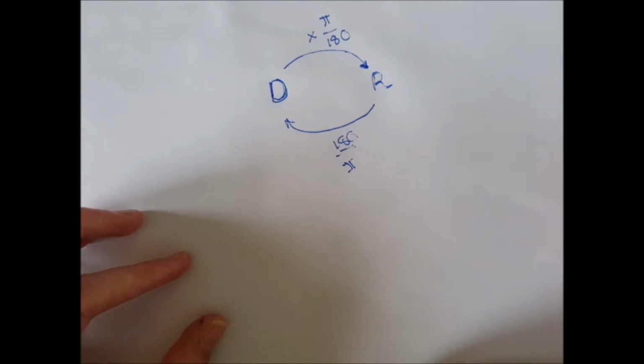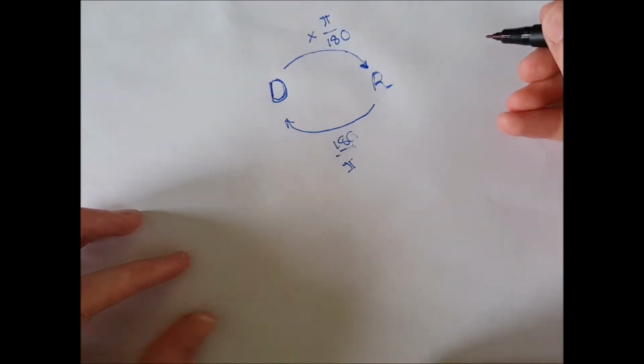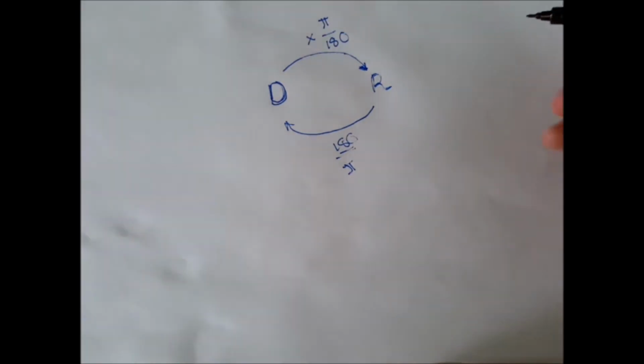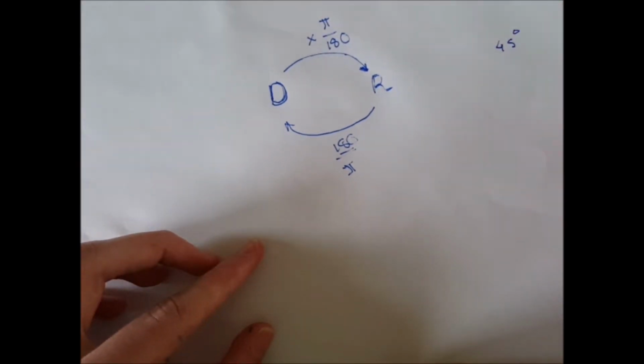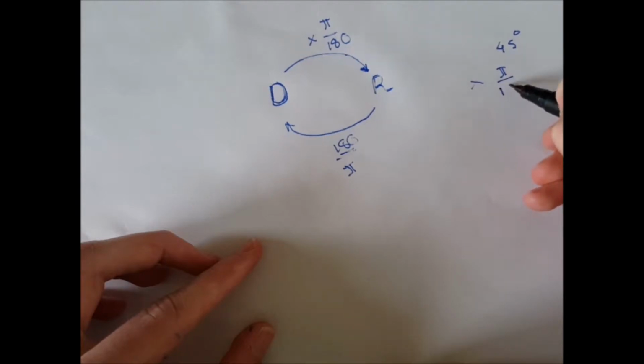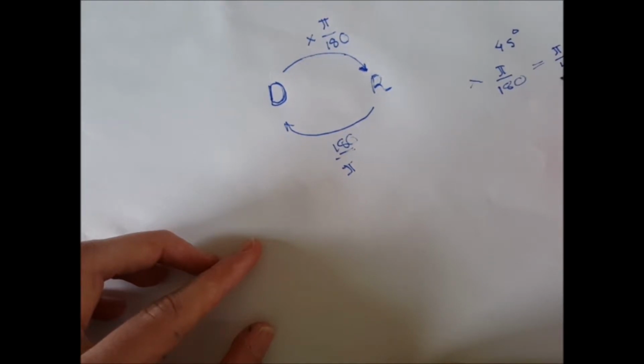Now, just to show you a simple example, if we have 45 degrees, to convert it to radians we multiply by pi over 180, which yields pi over 4 radians.